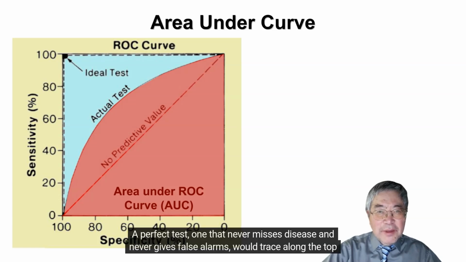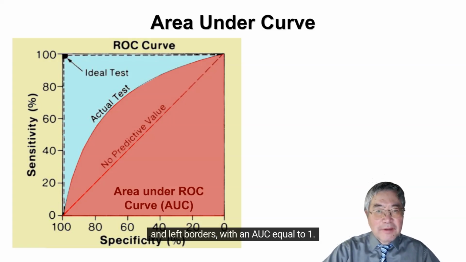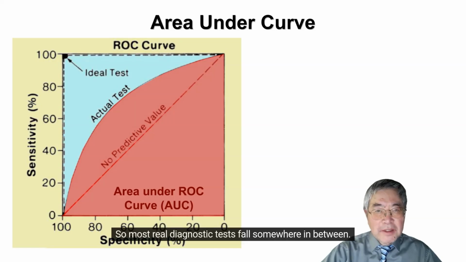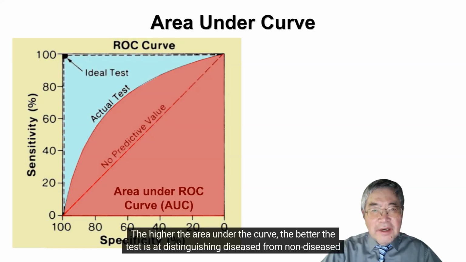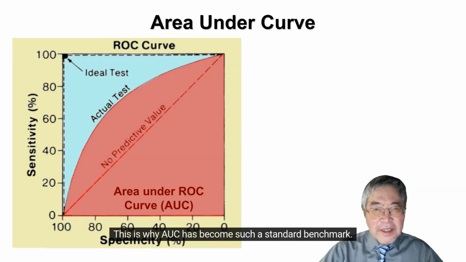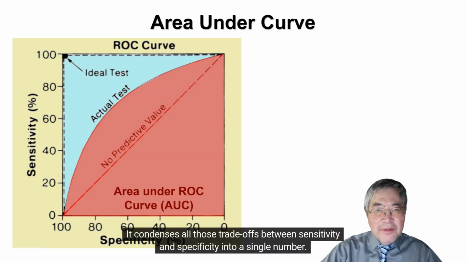A perfect test, one that never misses disease and never gives false alarms, would trace along the top and left borders with an AUC equal to 1. In practice, no system achieves that ideal because there's always some chance of error. So most real diagnostic tests fall somewhere in between. The higher the area under the curve, the better the test is at distinguishing diseased from non-diseased cases. This is why AUC has become such a standard benchmark. It condenses all those trade-offs between sensitivity and specificity into a single number.